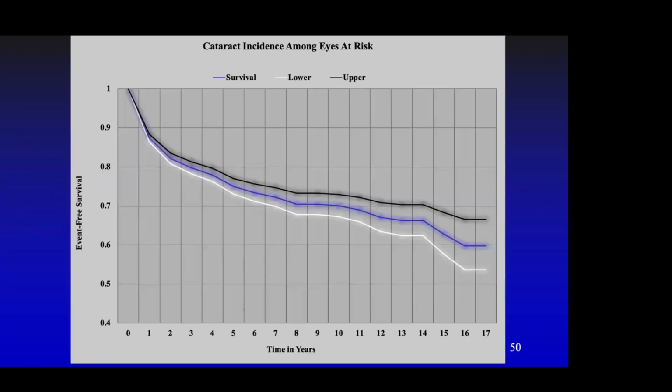And this is looking at the incidence over time with a confidence interval. And so you can see you get out even to 17 years and it's not half have had cataract yet. So it's not inevitable in our uveitis patients.